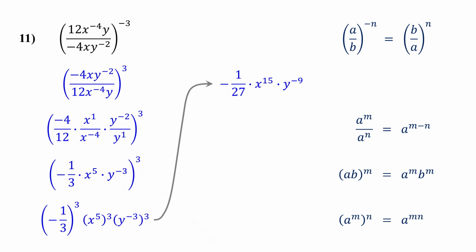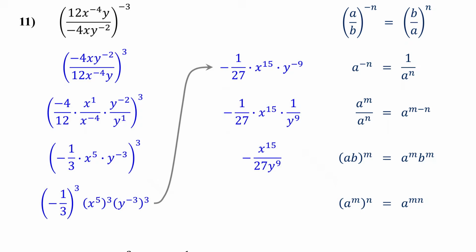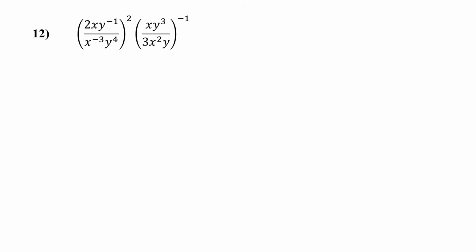Now rewrite the negative exponent. Take the reciprocal and make the exponent positive. So y to the -9th becomes 1 over y to the 9th. So the simplified expression is negative x to the 15th over 27 y to the 9th. Awesome! Let's finish with one final challenge that combines several exponent rules.